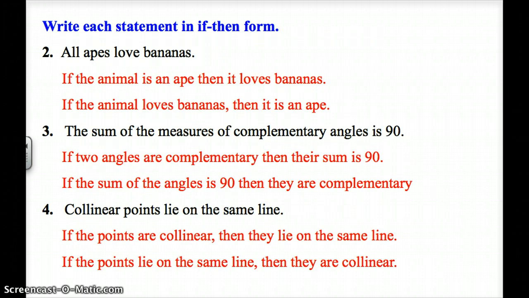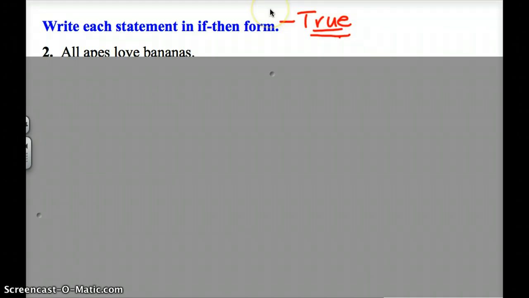All right, our next section says, okay, now we need to write each statement in if-then form. So I already have them written out, but I need these to be true statements. So number 2 says, all apes love bananas. So I wrote it two ways here. Let me cover it up here. I can't find my screen cover. Here it is. There we go.